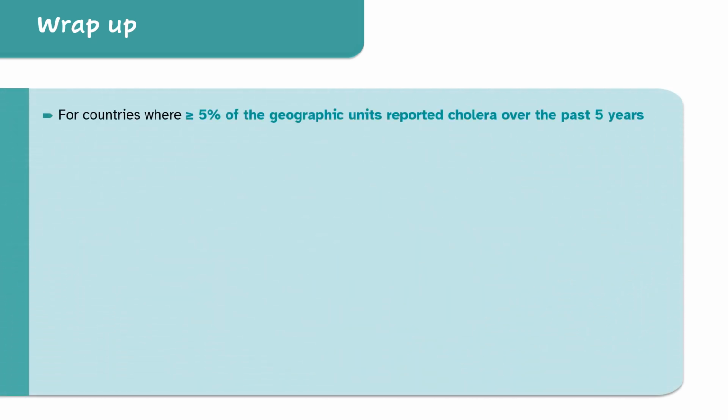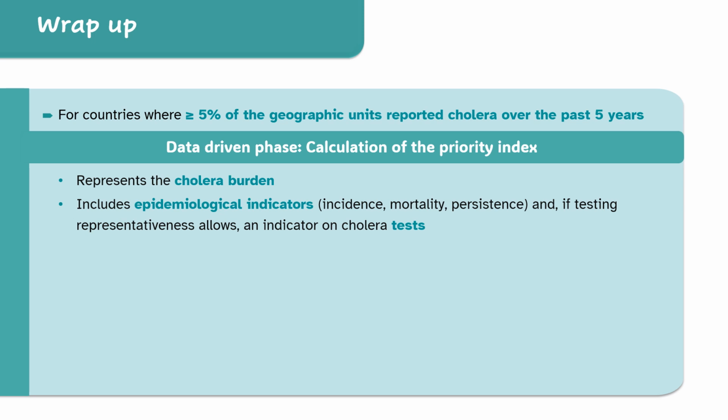As we wrap up this module, here are the important points to remember. As a guiding principle, the identification of PAMI for cholera control is for countries where more than 5% of the geographic units reported cholera over the past 5 years. The first phase of PAMI identification is to calculate a priority index, which represents the cholera burden. This index captures cholera incidence, mortality, and persistence. In addition, if the representativeness of cholera testing allows, cholera tests are also included in the index.